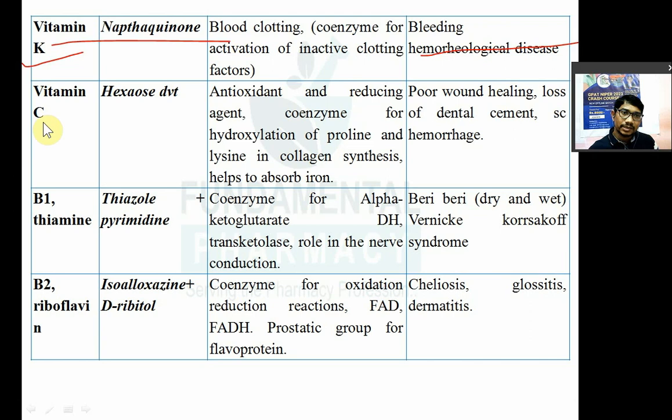Next one is vitamin C. Vitamin C is known as a water soluble vitamin, a non-B complex water soluble vitamin. Its structure is similar to a monosaccharide. Its structure is like a hexose; it is a hexose derivative. It is known as ascorbic acid. The L form is active. Remember, L-ascorbic acid is active.